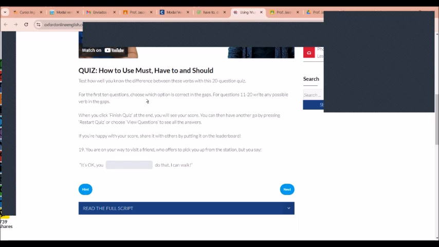All right, so 19 says, you are on your way to visit a friend who offers to pick you up from the station, but you say, it's okay, you don't have to do that. I can walk. Maybe it's a short distance, right? And 20, you are finishing up an assignment and you ask your teacher, should I include a bibliography? Yes, of course, it's a research paper. You always have to include that. Citations, please, citations. All right?